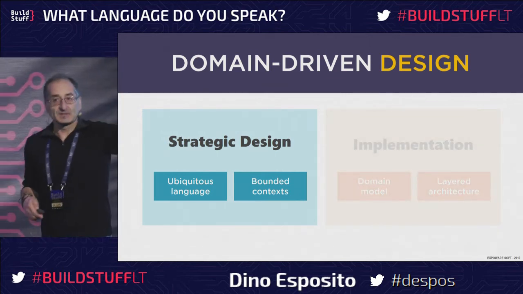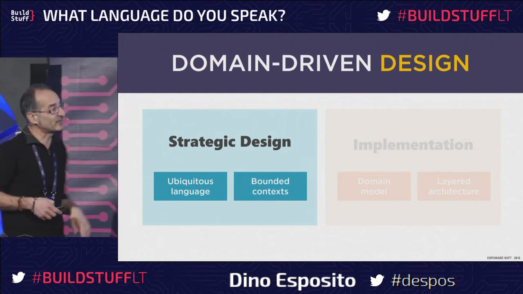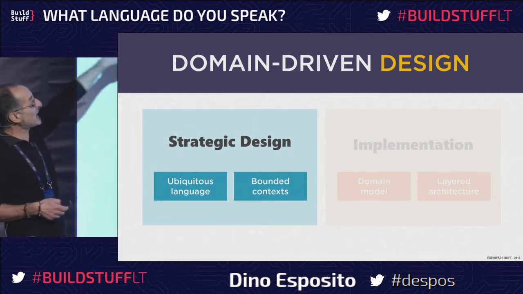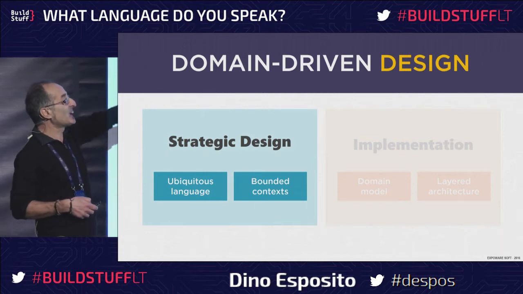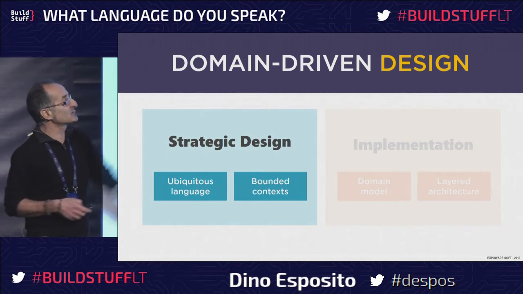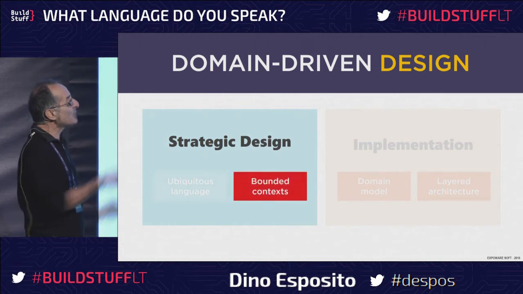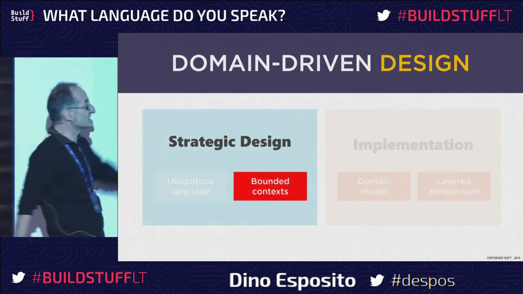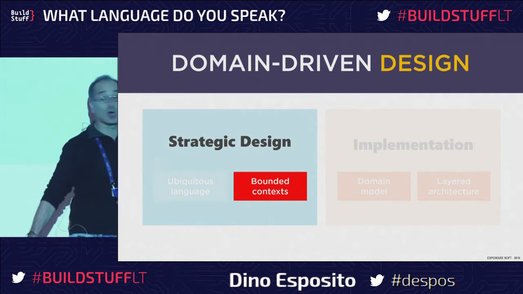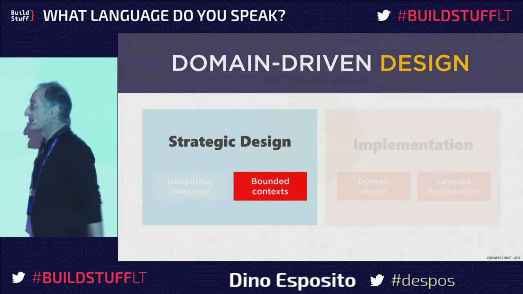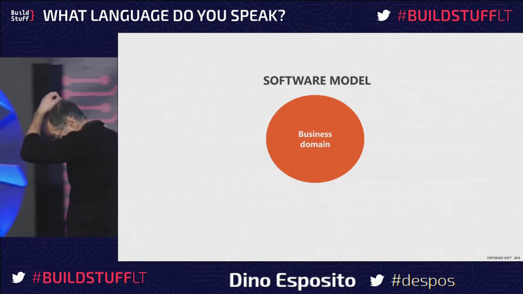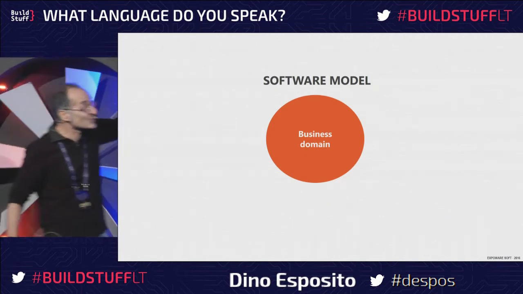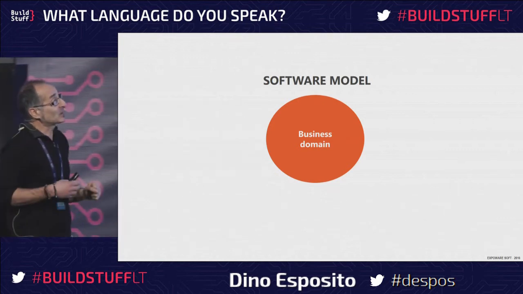I would forget about the implementation part as far as microservices are concerned, and I will focus on strategic design. And of the two main patterns we have in strategic design, I would even ignore, for the purposes of microservices, ubiquitous language, and I would focus on bounded context. Now, where does bounded context come into play?